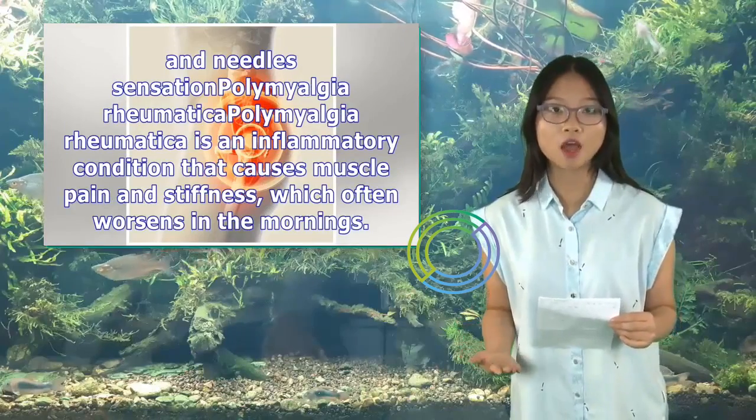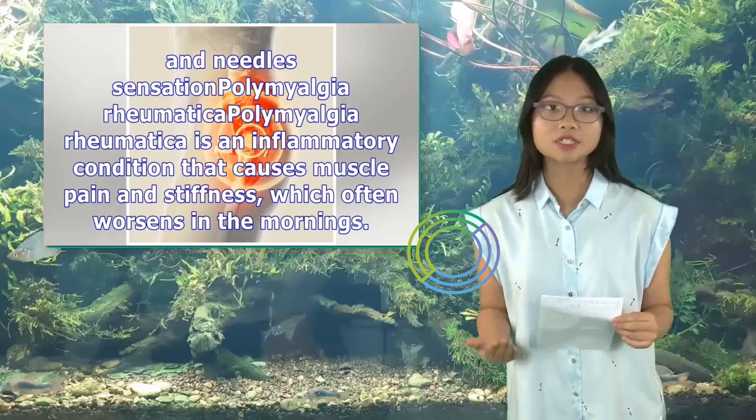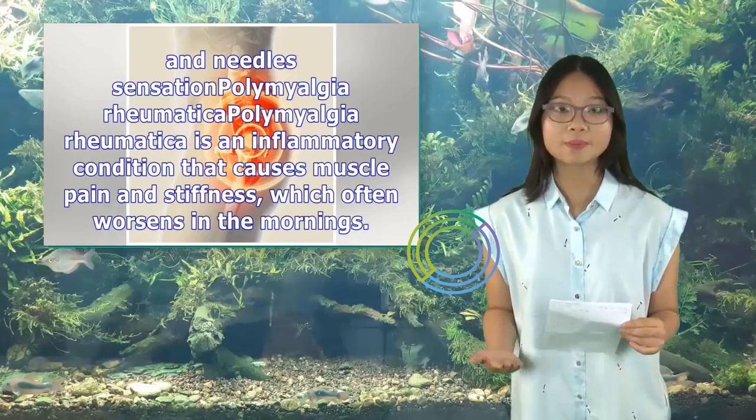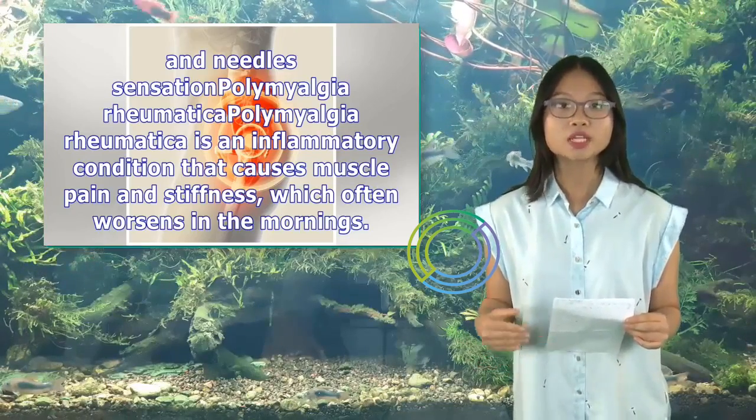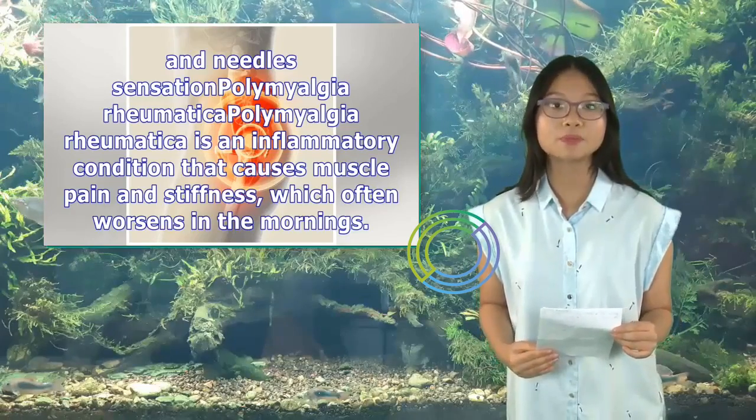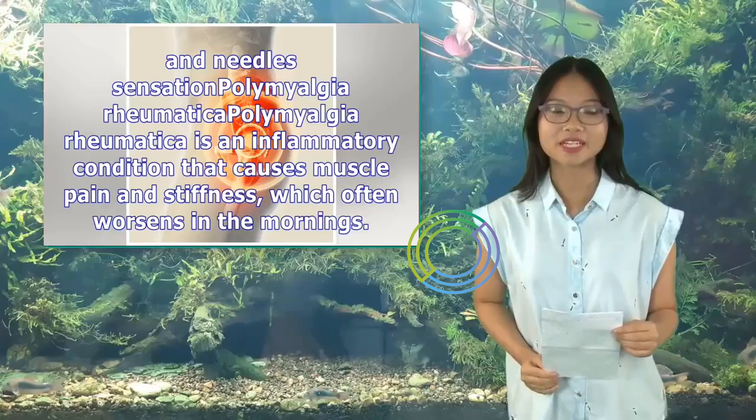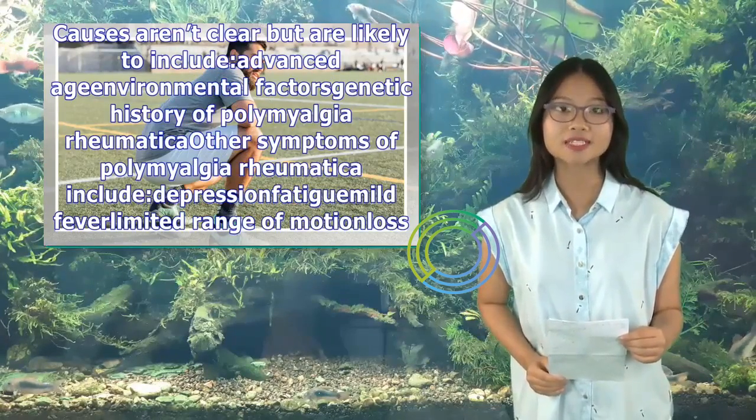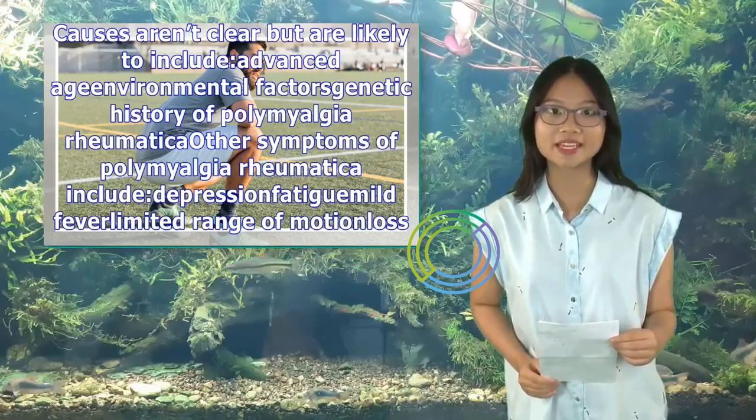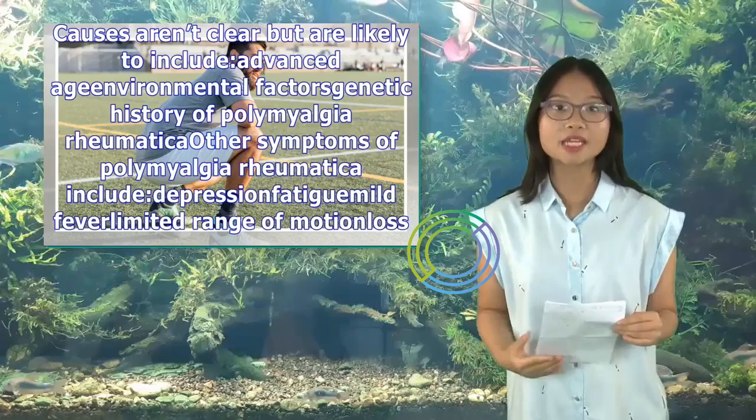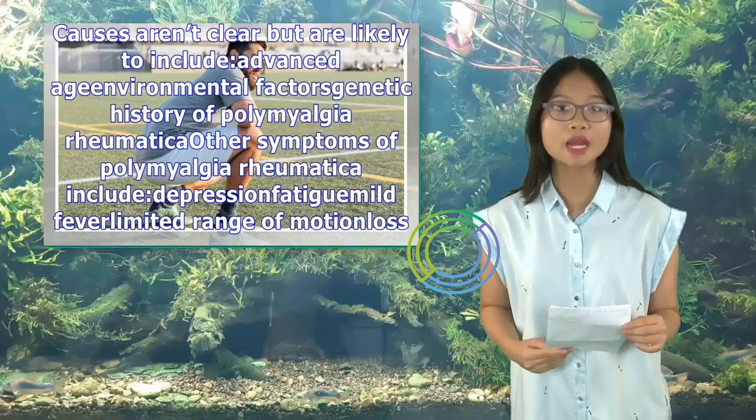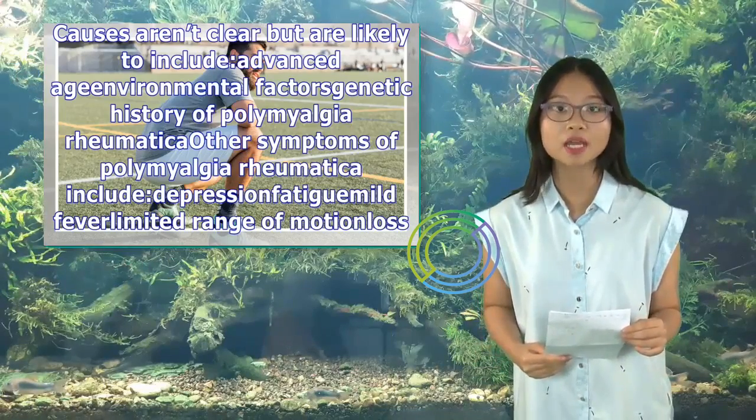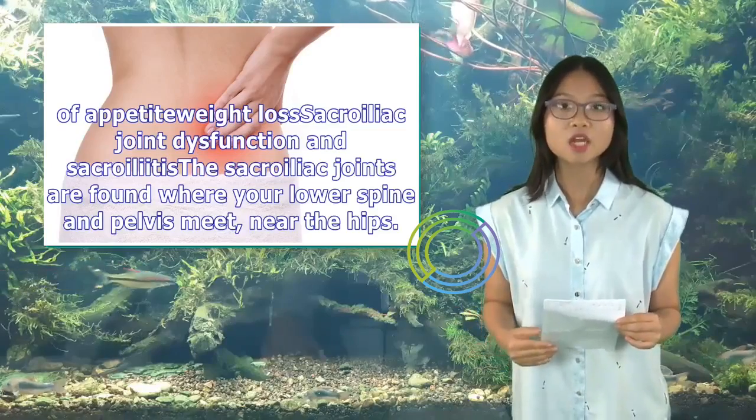Polymyalgia rheumatica. Polymyalgia rheumatica is an inflammatory condition that causes muscle pain and stiffness, which often worsens in the mornings. Causes aren't clear but are likely to include advanced age, environmental factors, genetic history of polymyalgia rheumatica. Other symptoms of polymyalgia rheumatica include depression, fatigue, mild fever, limited range of motion, loss of appetite, weight loss.